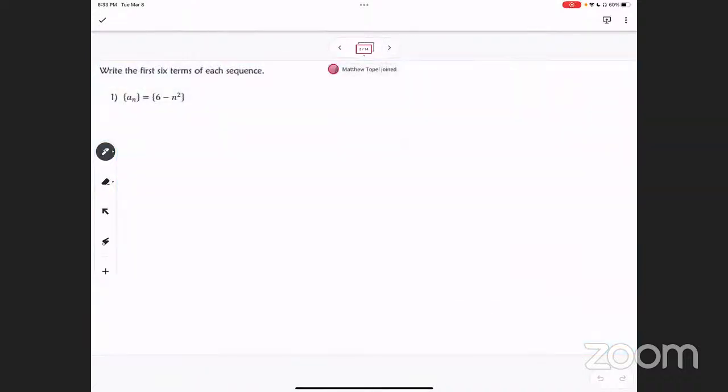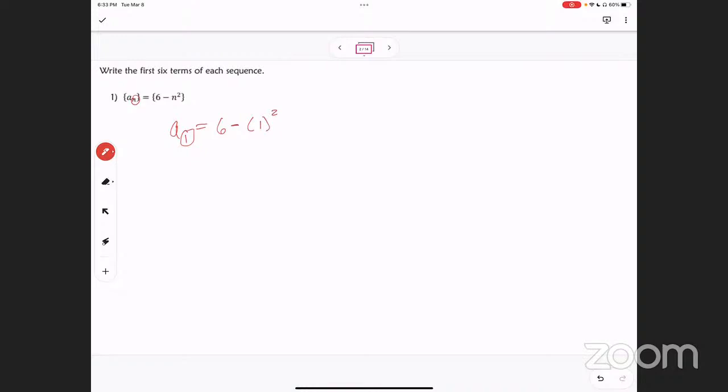So I'm just going to run straight through them. Stop me when you have a question. It says write the first 6 terms of the sequence. So the first term means n is 1. Do you see how I write it? That's your n. A sub 1 equals, yeah. So just plug in 1 for any of the n's that you see.